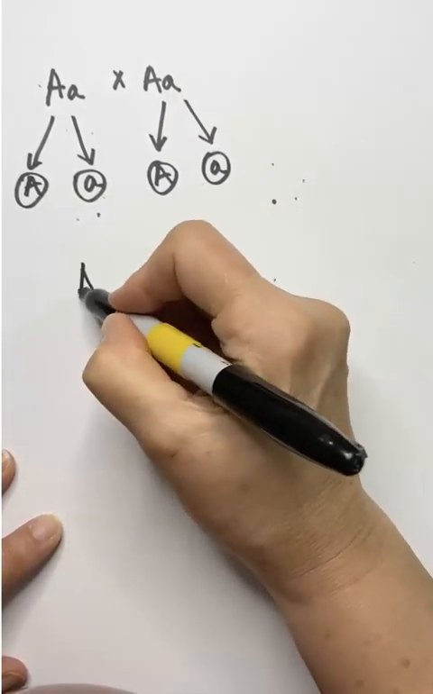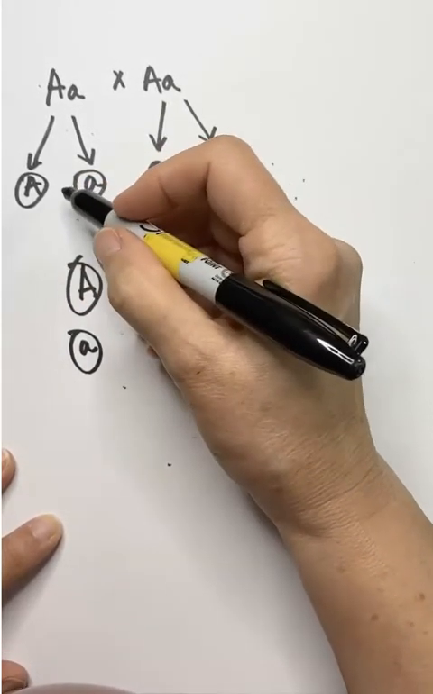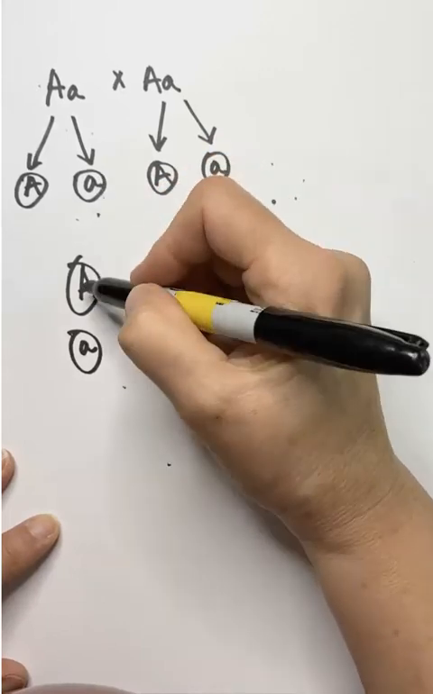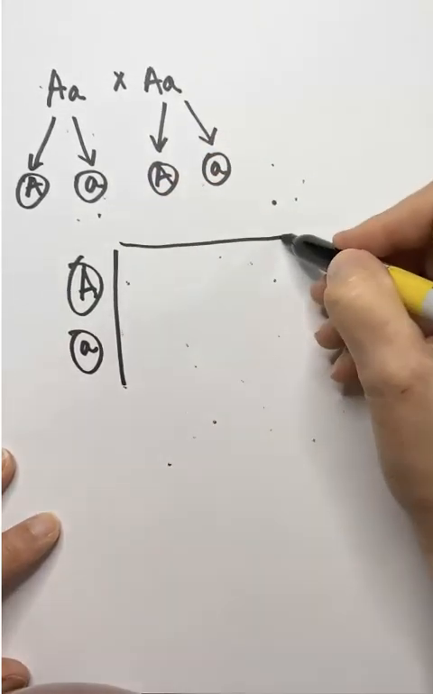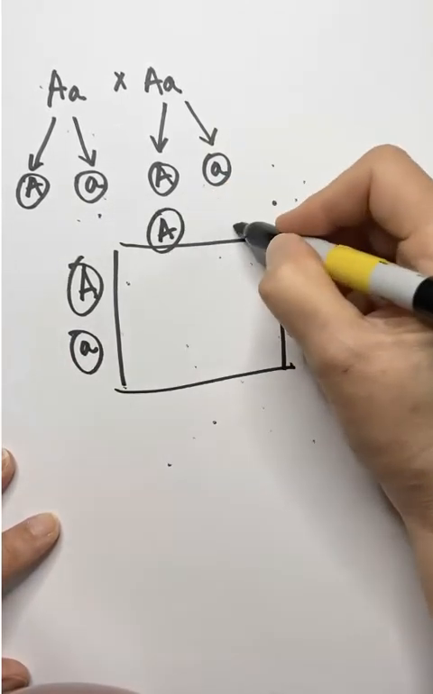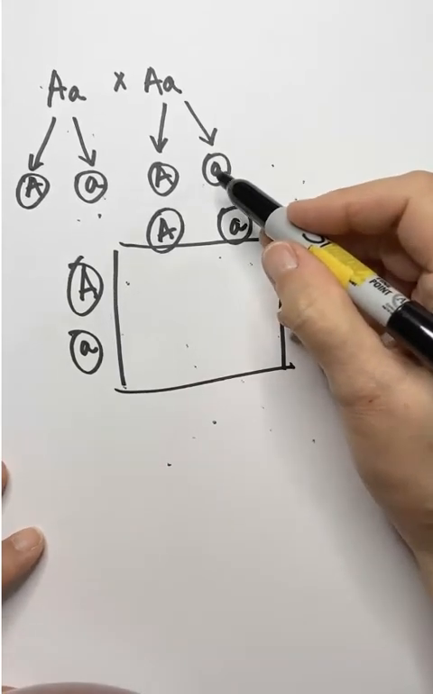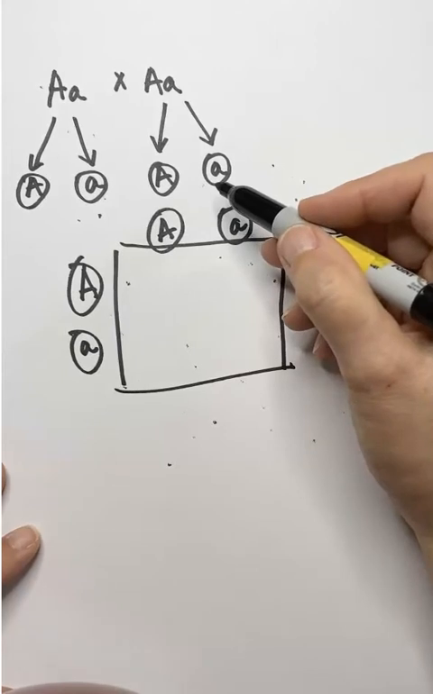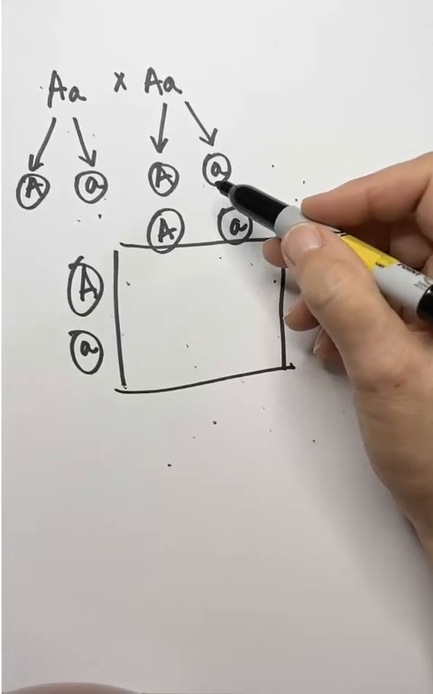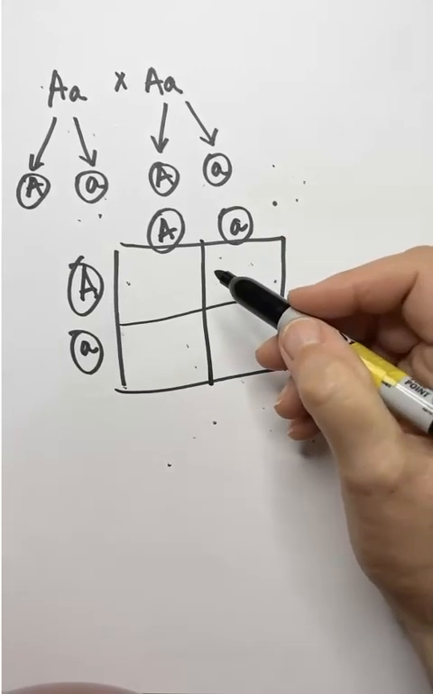All right, so let's set that up in a Punnett square. We put all the possibilities of genes from one parent down one side and all the possibilities from the other parent on the other side. The reason I'm drawing circles around these is because these actually represent gametes, or eggs or sperm. So they're the sex cells, because sex cells only have a single copy of genes in them.